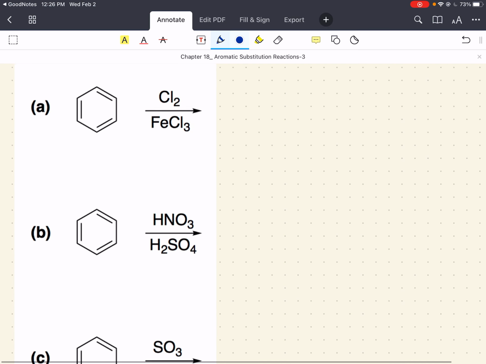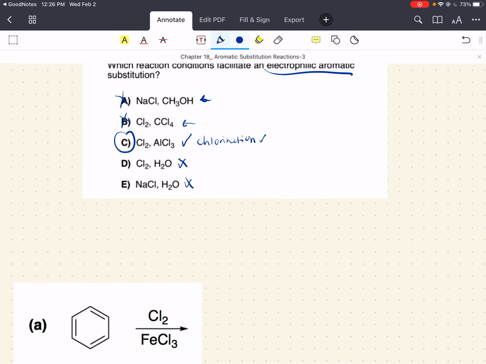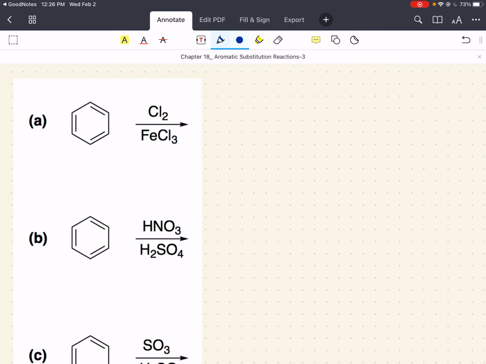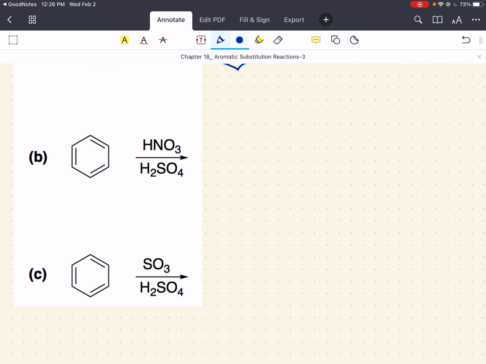All right, fantastic. Let's do some more aromatic electrophilic substitution reactions. So A, we start off with a benzene and we treat with these reagents. This is chlorination of benzene. That means our product will look like this, where we add a chlorine group to our benzene ring. This next reaction, these reagents, when treated with a benzene, is our nitration reaction. So we can add a nitro group to our benzene ring. So our product will look like this.